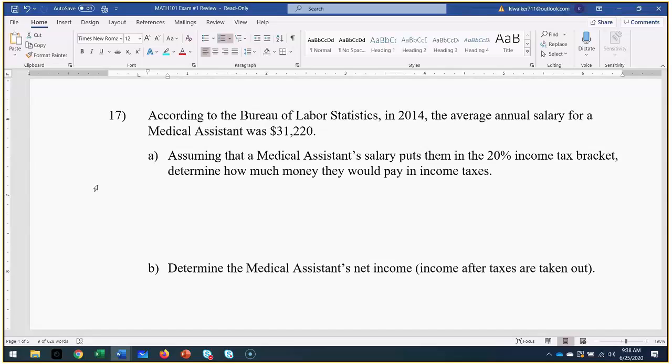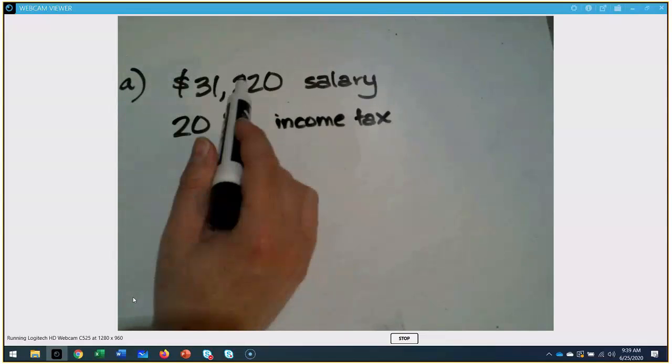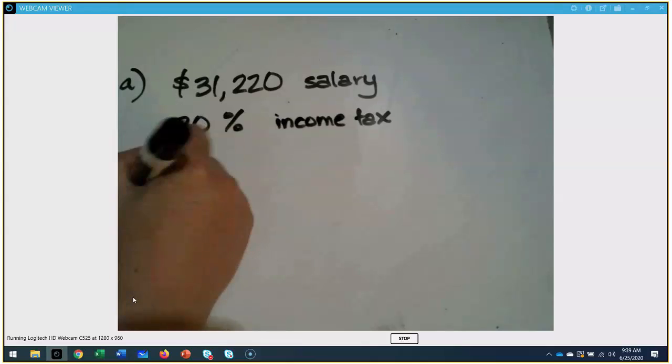All right, so let's talk about this here. They're making a $31,220 salary, and they pay 20% in income tax. Okay. So I have a percent. I have one of the amounts. I can go to the percent proportion then.